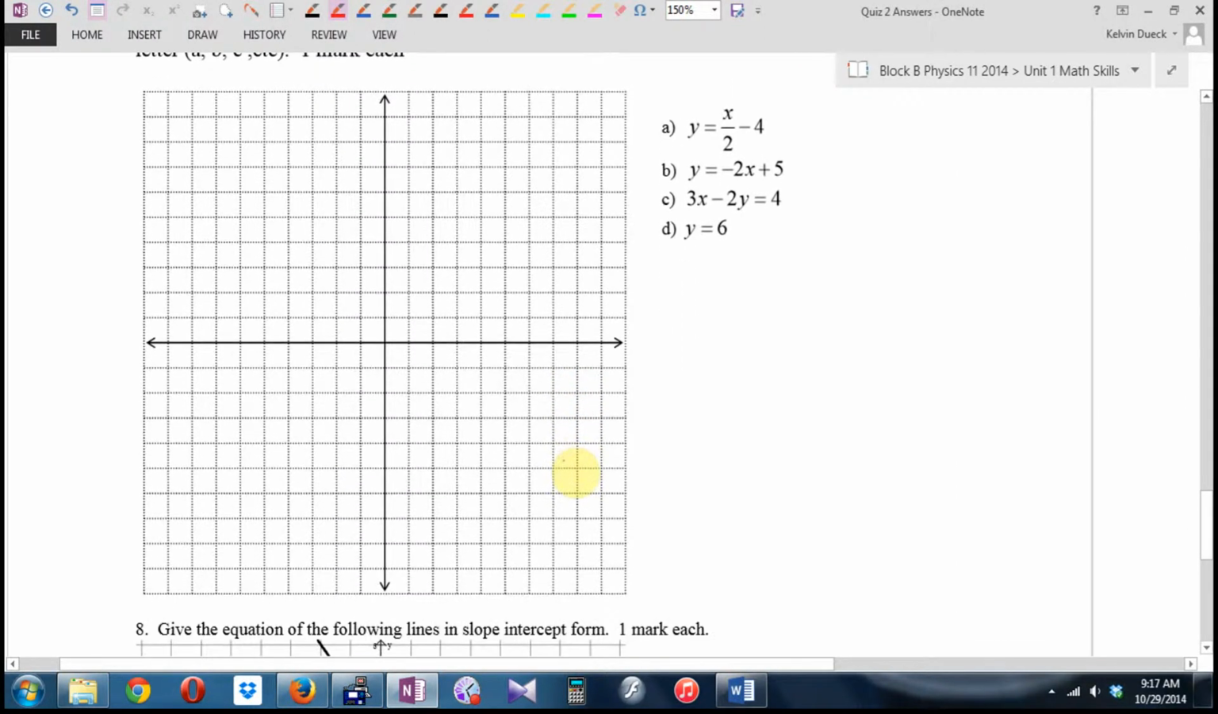Graphing. Y equals x over 2 minus 4. If Spencer were here, he'd tell us to do the y-intercept first. What's the slope of A? I wrote it that way on purpose to make it look a little intimidating. What's the slope of A? Yeah, there's an invisible 1 right there. So it's up 1 over 2, up 1 over 2, up 1 over 2.